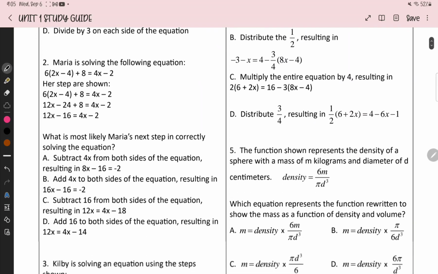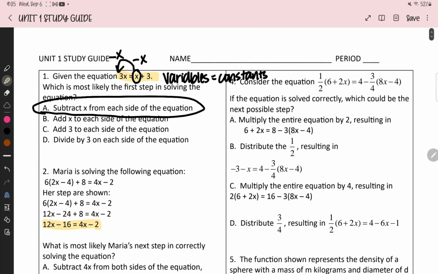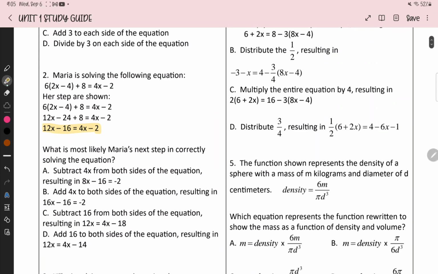All right, number 2, Maria is solving the following equation. They show all her steps. What's the next step? Looking here, that's where we're focusing. Again, get all the variables on one side and all the constants on the other. So I would move that 4x over to the 12x. The way that we move it across the equal sign is we would subtract 4x from both sides.